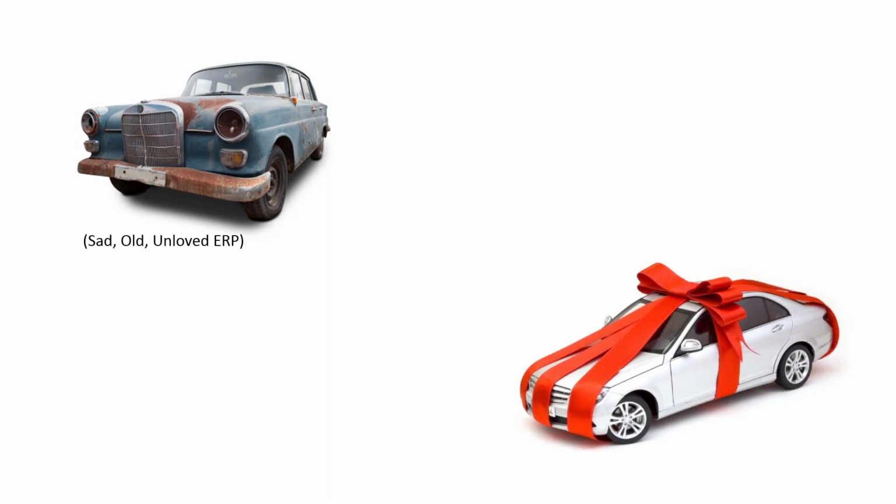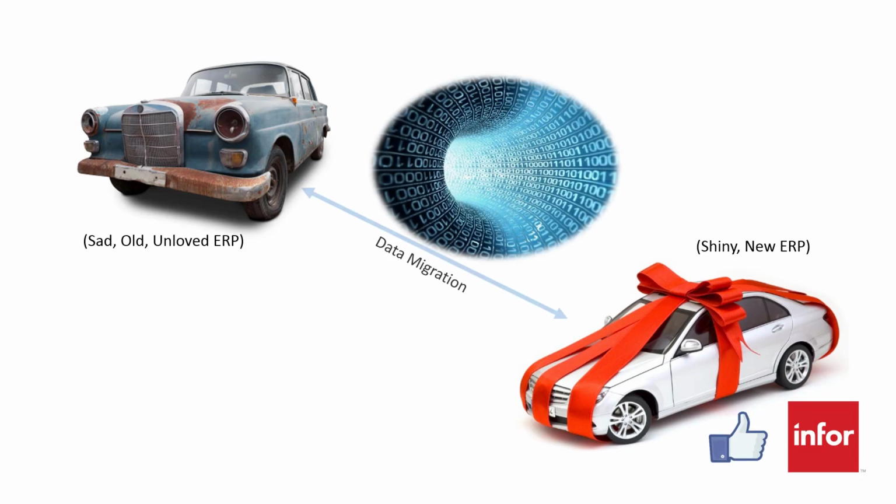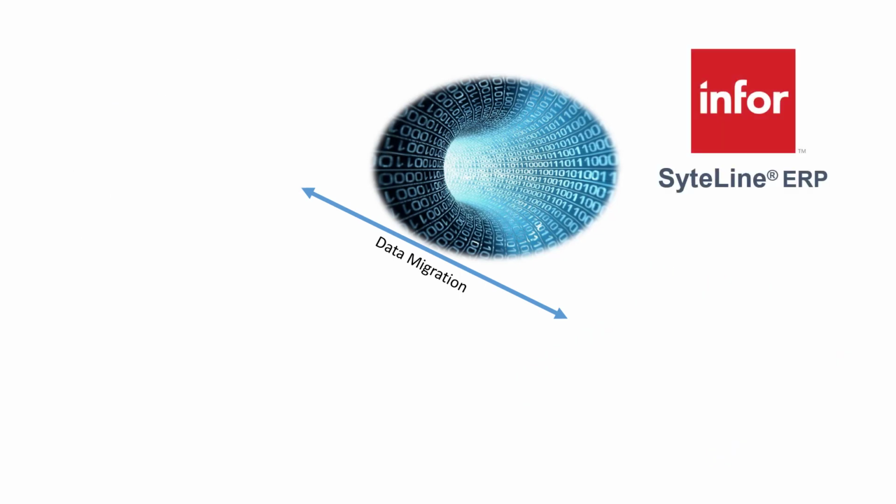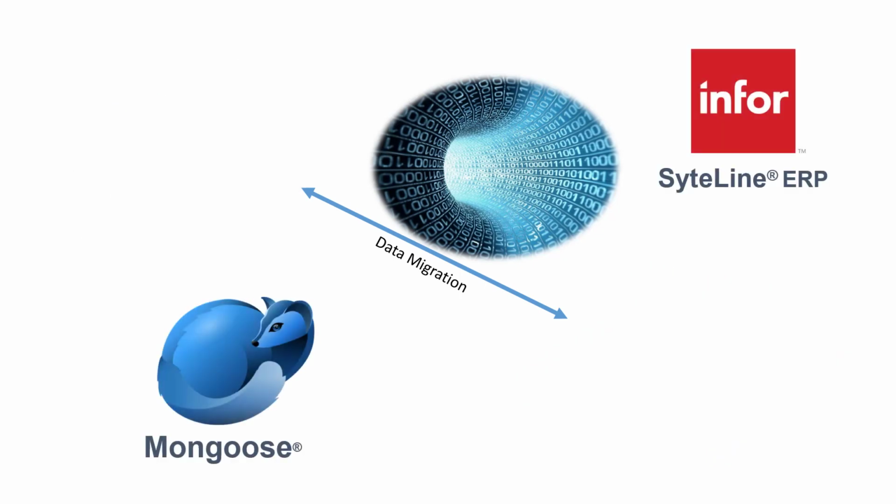So the time has finally come to get rid of your old ERP application and replace it with one intended to meet your business and technology needs now and into the future. Happily, you've chosen Infor Sightline ERP as the new application. Smart move there. A critical part of your project will be the process of migrating your information from your existing application to your new one. This short video will show you how Infor Sightline with the Mongoose development platform can completely transform the way we approach this task.